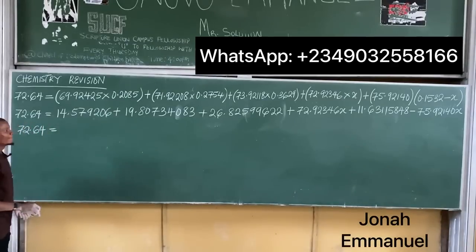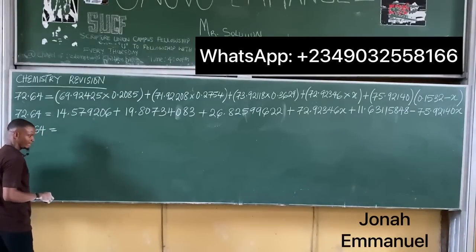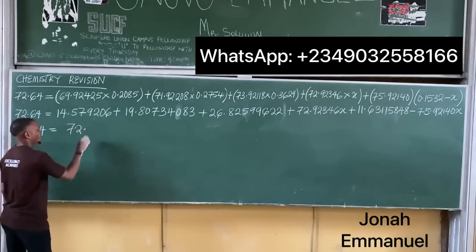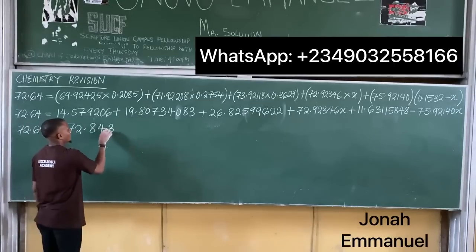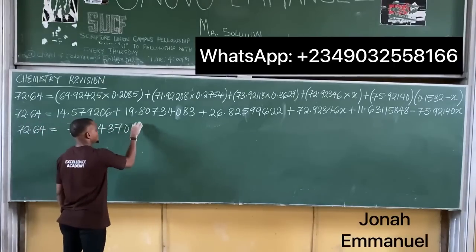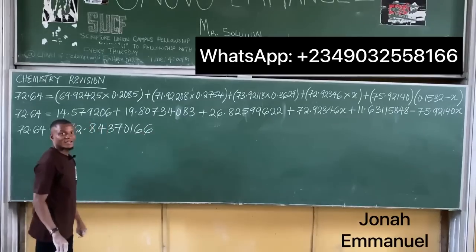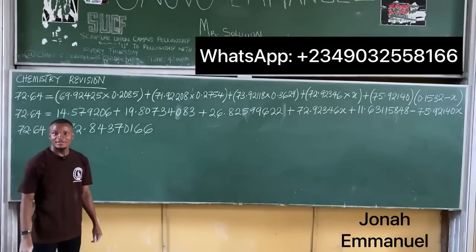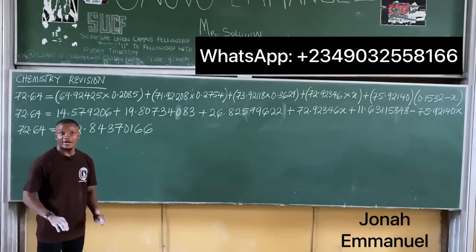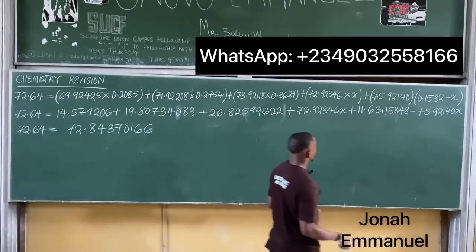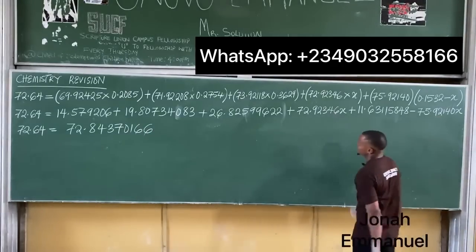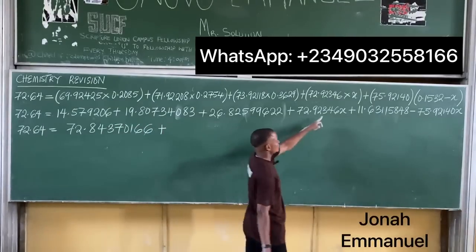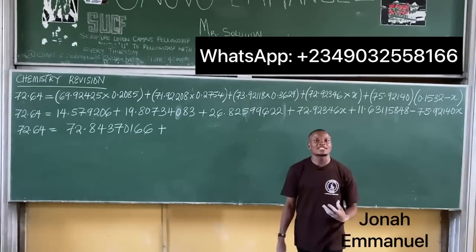Please, Sam, what do you have? 72.8437 0166. It's not correct. Correct. Please do the x's. What do you have? This one and this one. Do the x's. That is this one minus this one. The x is what do you have?